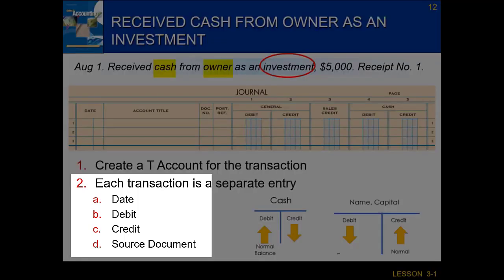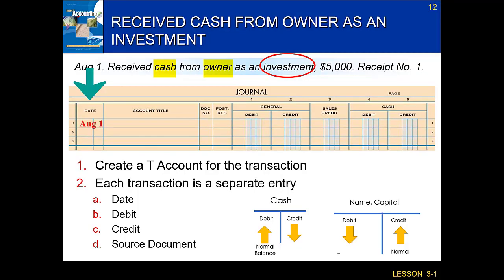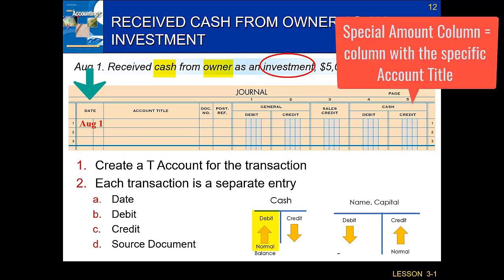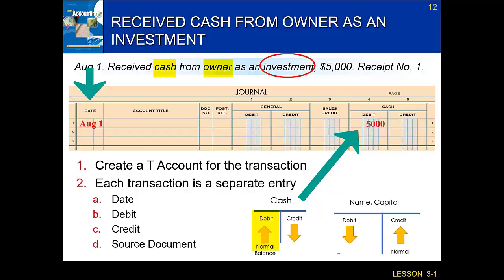So there are 4 parts to writing a transaction in a journal. The first is the date. So I'm going to take August 1st and I'm going to drop that in the date column. Then I'm always going to start by listing my debit followed by my credit. So when I receive cash, cash increases. So cash is my debit. So I'm going to go ahead and list cash. Now cash is a special amount column, which means it's already got this column titled with the account title. So I am going to drop cash in the cash debit column, and it is for $5,000. So I put $5,000 right there.